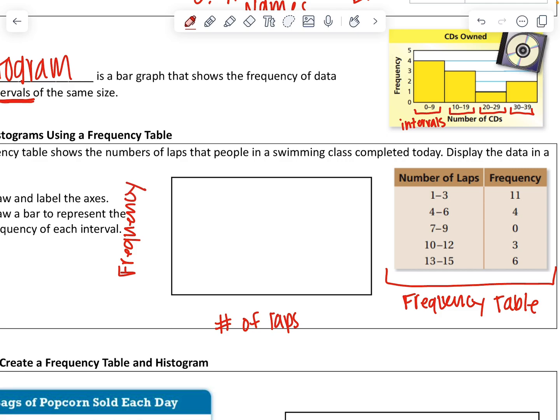It gives us our x-axis, what's going to go on the bottom. Our first interval is going to be 1 to 3. Our next one is 4 to 6, and then 7 to 9, then 10 to 12, and then 13 to 15. Now for our frequency, we can see it goes up to 11, right? 0 to 11. So that means over on the left, it has to go up to at least 11. So I'm just going to number them up to 11.